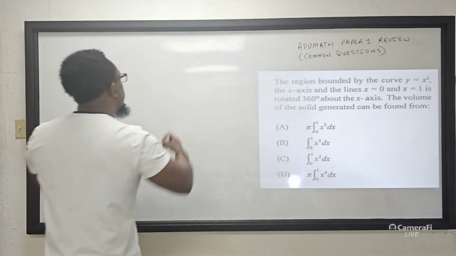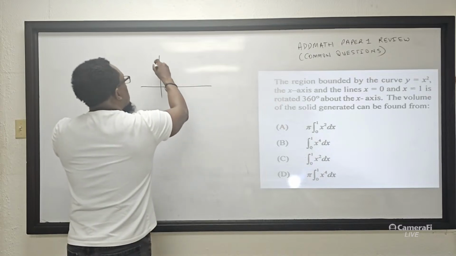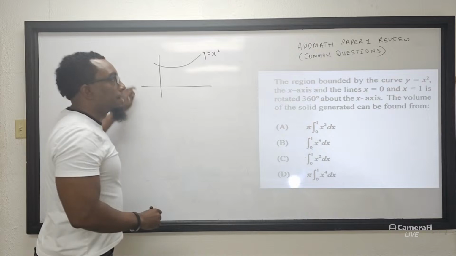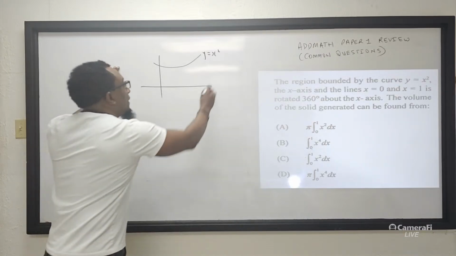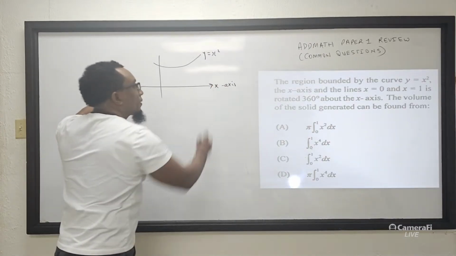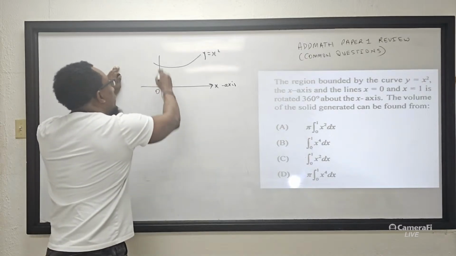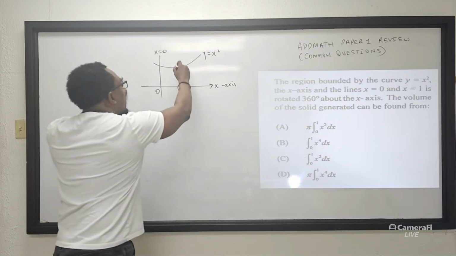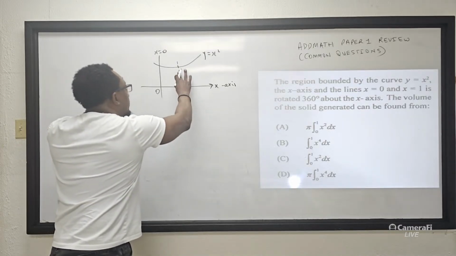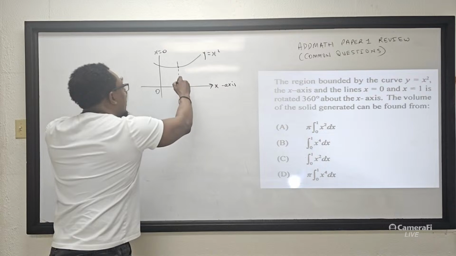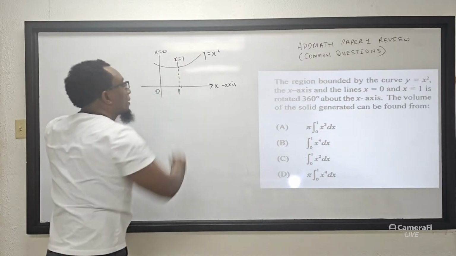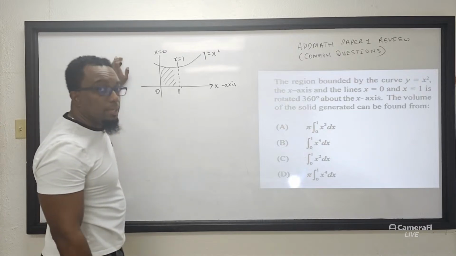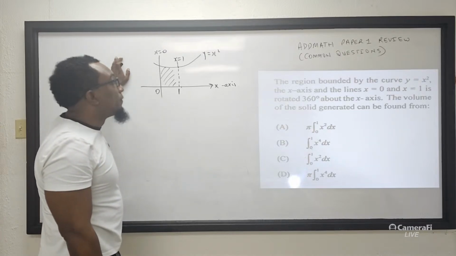So to find the volume, let's assume this is my curve, y equal to x squared. It is bounded by the x-axis. The lines x equal to 0, this is the line x equal to 0, which is your y-axis. The line x equal to 1, let's assume this is x equal to 1 here. A vertical line passing through 1. And this region here is rotated. Good? They want us to find the volume of revolutions.